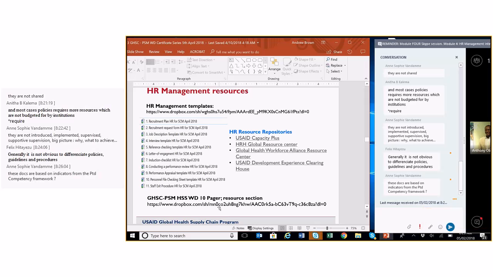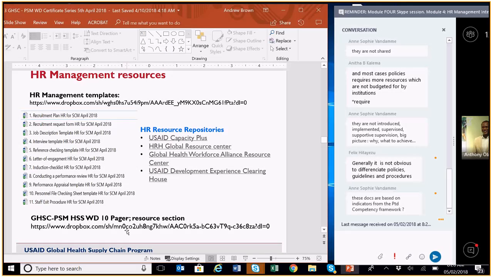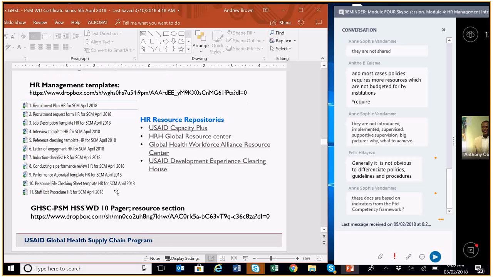So a question from Annie is, are these documents based on indicators from the PD Competency Framework? Within the competency framework that People That Deliver provides, it outlines a whole set of competencies that need to be present to ensure that the human resources systems are put in place. And so it refers to the need for these sorts of policies and procedures, but the competency framework is not descriptive on what should be included. So yes, it's aligned with the competency framework, but has extra elements. Thank you for your question. Keep your questions coming.